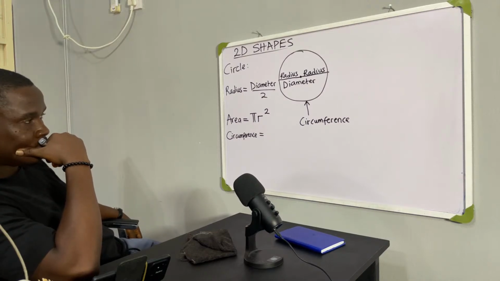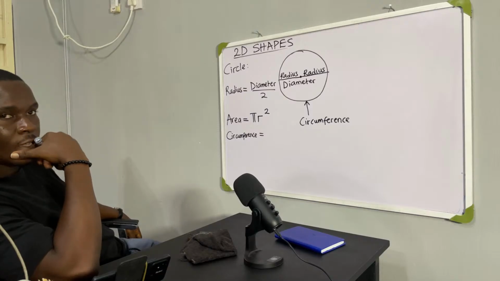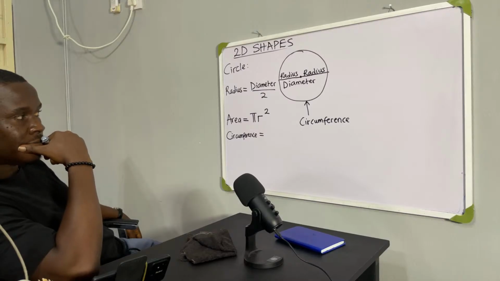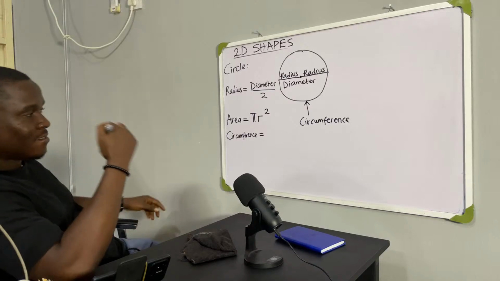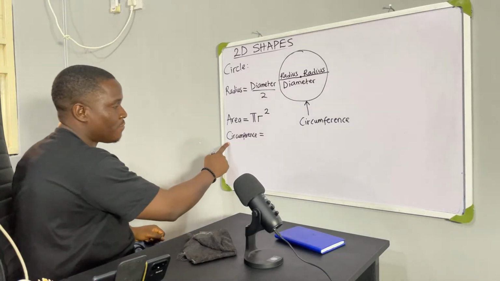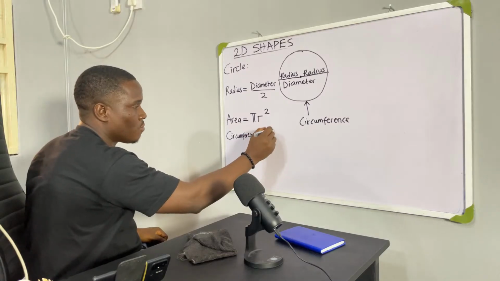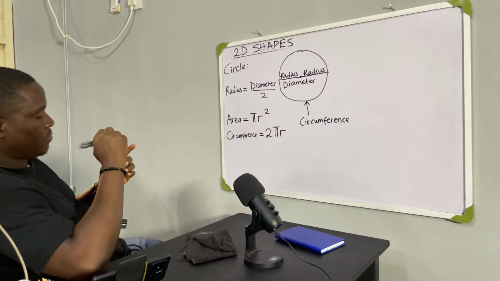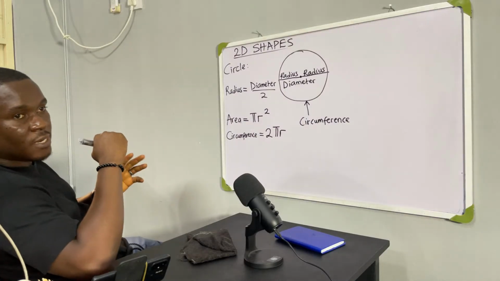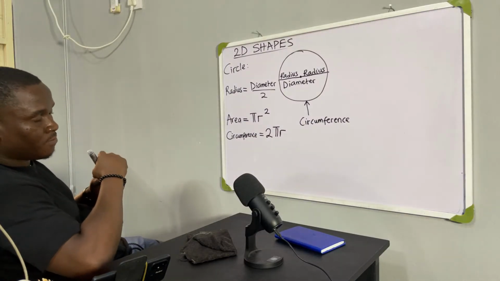So to find the area, you said it is pi radius squared. So what would the pi now be? Yeah, we're getting to that. Okay. So the formula for the circumference is 2 pi radius. The formulas look similar, but you need to be able to differentiate them.